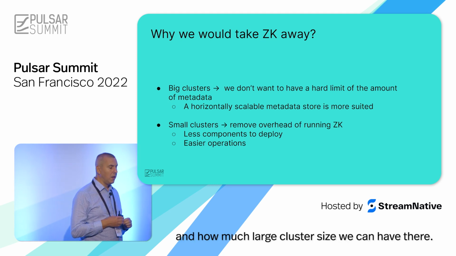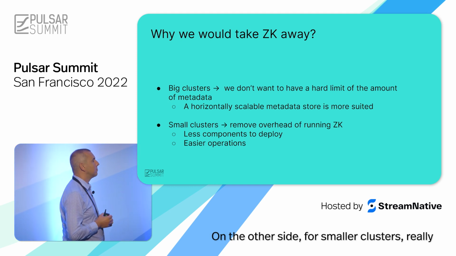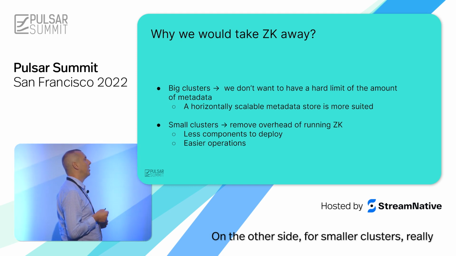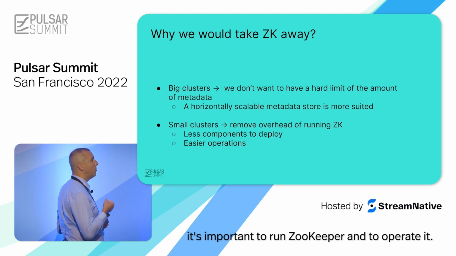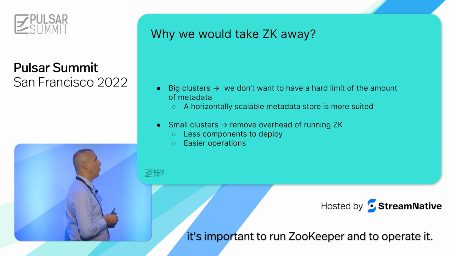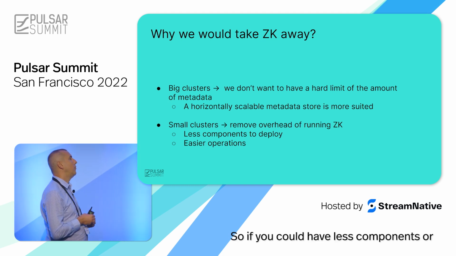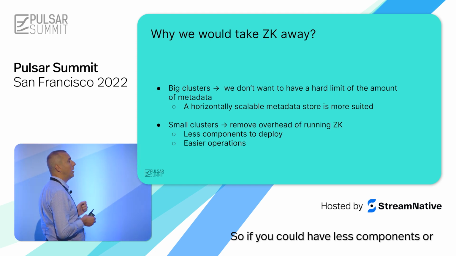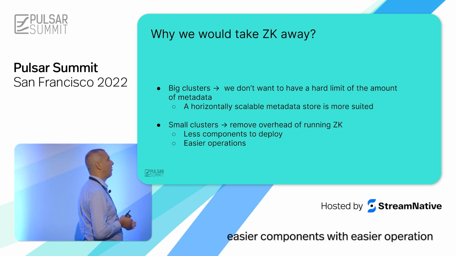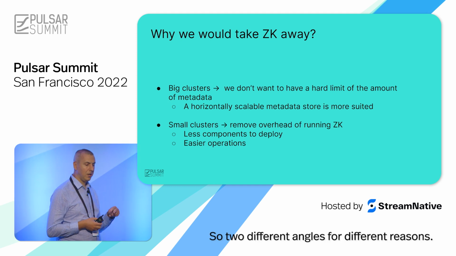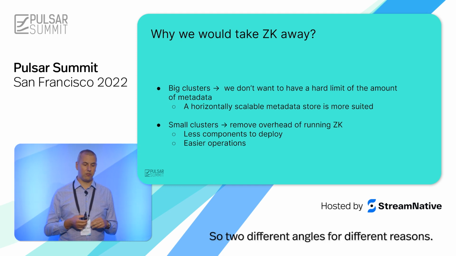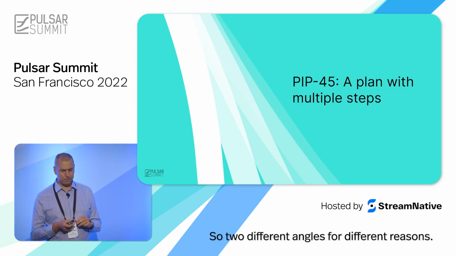add capacity in terms of how much metadata throughput we can put and how large a cluster size we can have there. On the other side, for small clusters, really, it's a burden to run ZooKeeper and to operate it. So if you could have fewer components or easier components with easier operation for small clusters, that would also be a win. So this is like two different angles for different reasons.